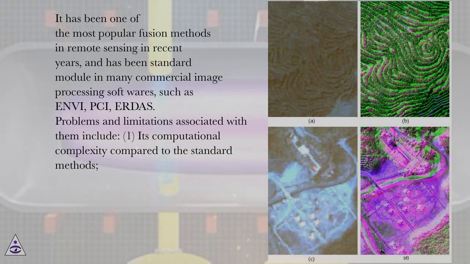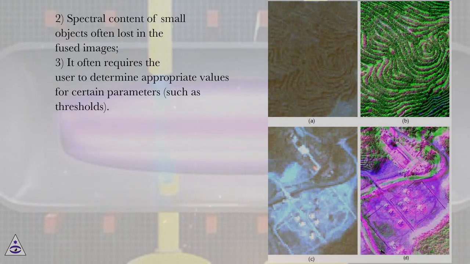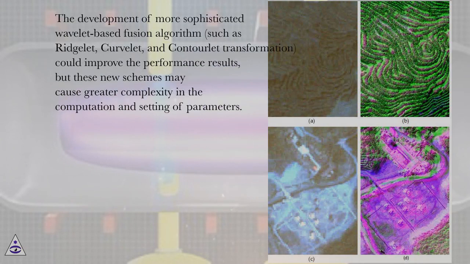Problems and limitations associated with them include: 1. Its computational complexity compared to the standard methods. 2. Spectral content of small objects often lost in the fused images. 3. It often requires the user to determine appropriate values for certain parameters, such as thresholds. The development of more sophisticated wavelet-based fusion algorithms, such as ridgelet, curvelet, and contourlet transformation, could improve the performance results, but these new schemes may cause greater complexity in the computation and setting of parameters.